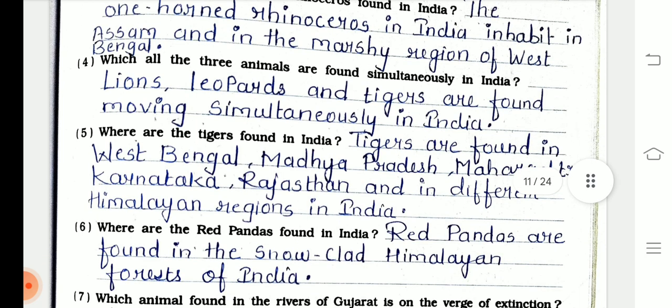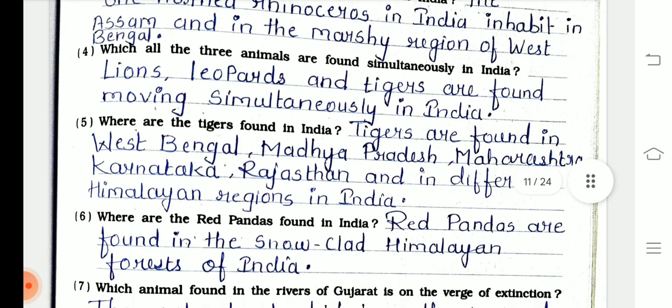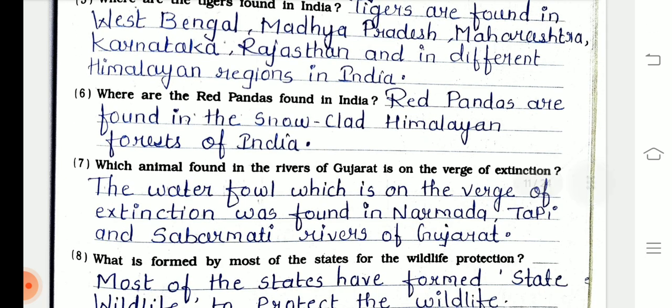Fifth one, where are tigers found in India? Tigers are found in West Bengal, Madhya Pradesh, Maharashtra, Karnataka, Rajasthan, and in different Himalayan regions in India. Sixth one, where are red pandas found in India? Red pandas are found in the snow-clad Himalayan forests of India.